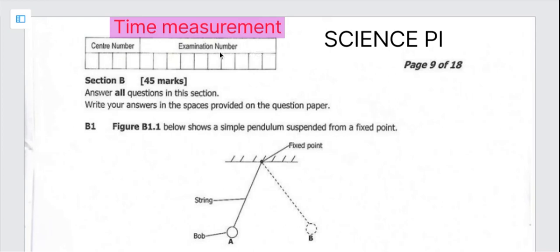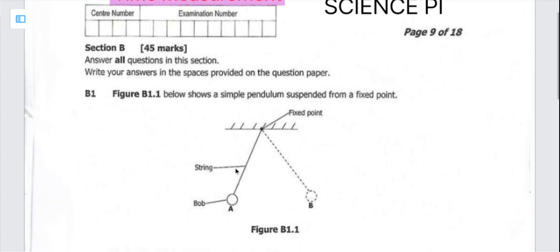So this is an important question that you have to know before you write your exam. It's saying figure B1.1 below shows a simple pendulum suspended from a fixed point. So a different instrument that you can use to measure time, an example is the simple pendulum. We also have the clock, the stopwatch, and so on.